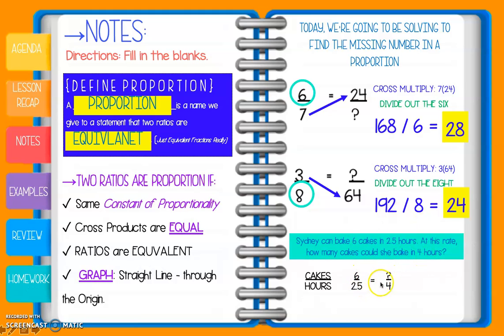So we're going to cross multiply our 6 times 4. We're going to divide out a 2.5 because that's the number that's remaining. So we end up with 24 divided by 2.5, and we get that she can bake 9.6 cakes in 4 hours.